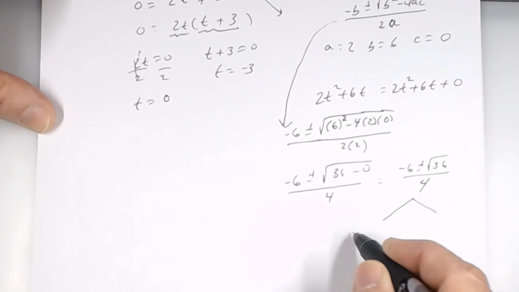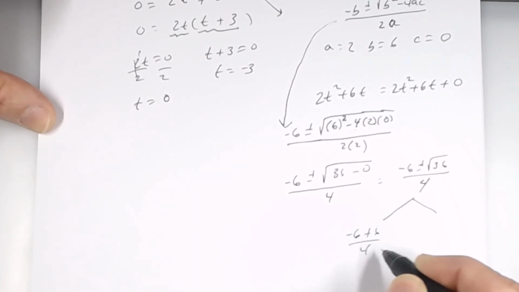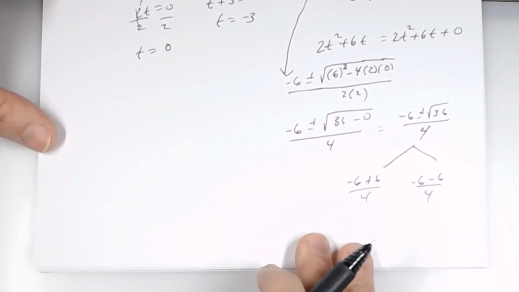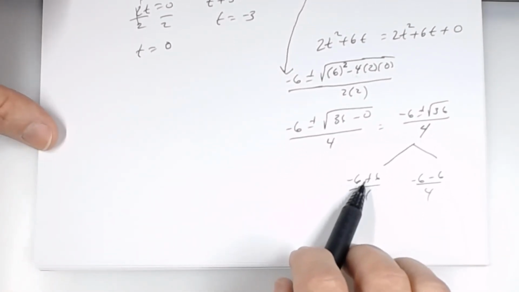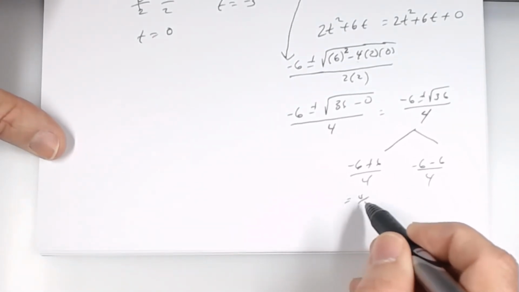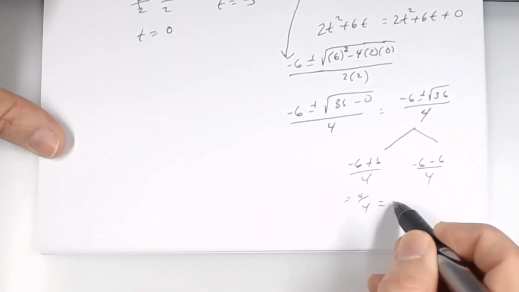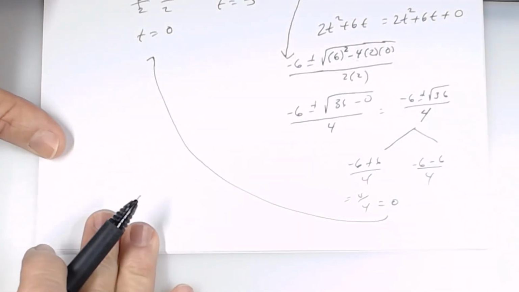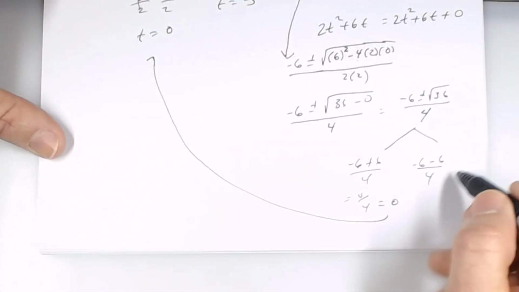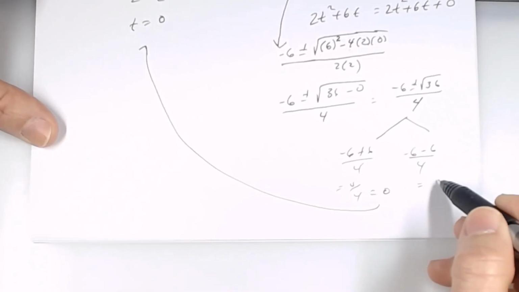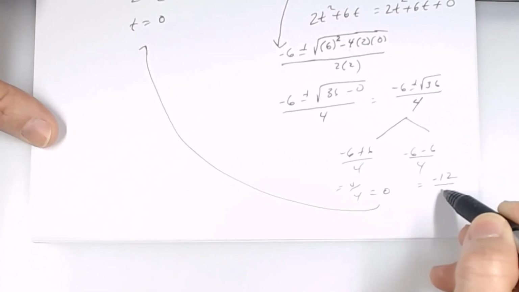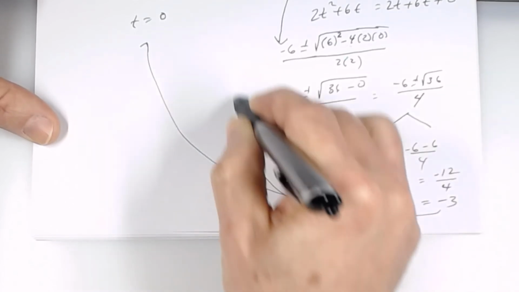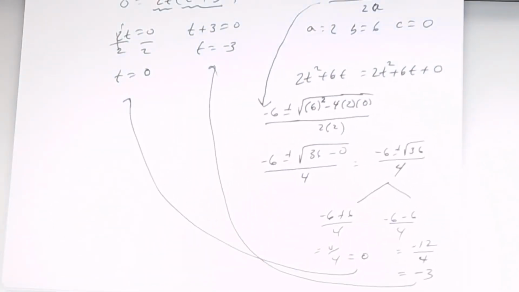So do y'all agree that's going to be negative 6 plus 6 divided by 4? And what's the other? Negative 6 minus 6, divided by 4. What's negative 6 plus 6? 0. And what's 0 divided by 4? 0. So there's one of your solutions right there. Okay. What's negative 6 and a negative 6? Negative 12 divided by 4, which reduces to negative 3. And there's the other solution.